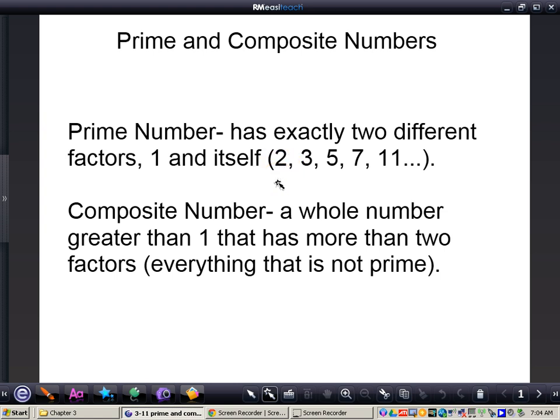Now, moving down to composite numbers, this is a whole number greater than 1 that has more than 2 factors. For example, the number 32, it has more factors than just 1 times 32. There's 4, there's 8, there's 16, and so on. So composite numbers, basically if a number is not prime, it's composite. If a number is not composite, it's prime.